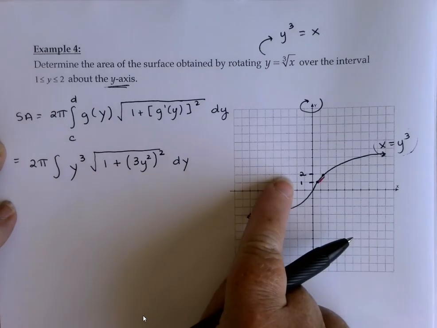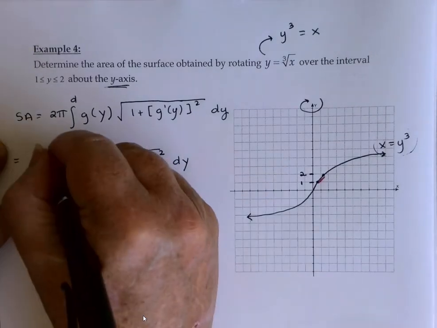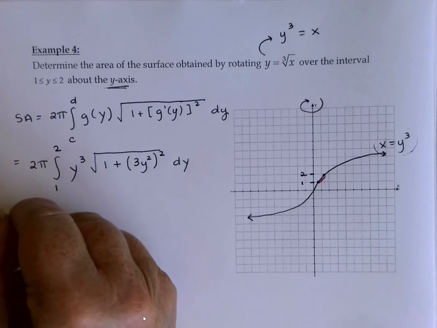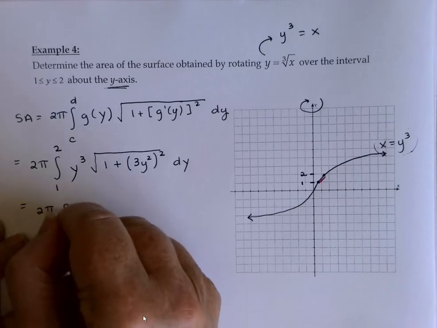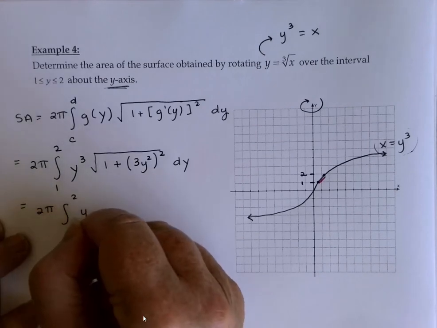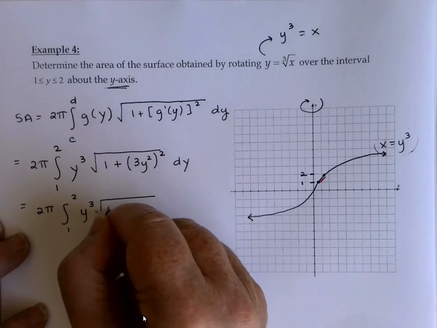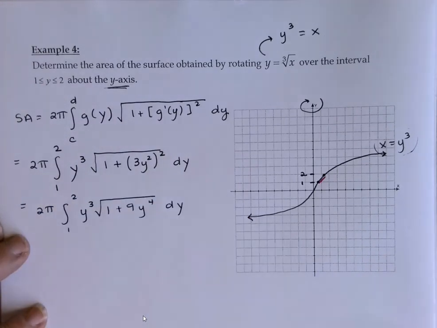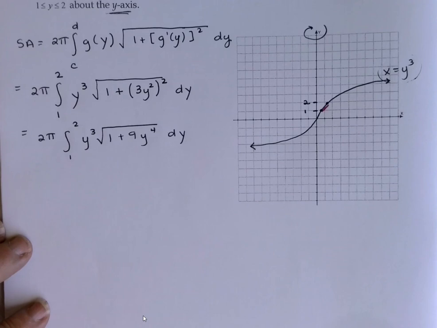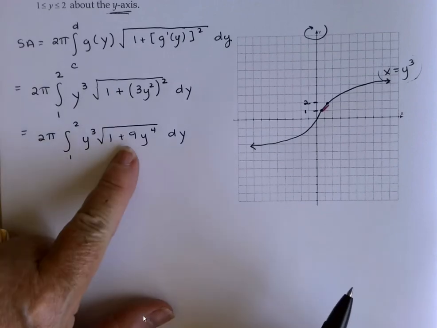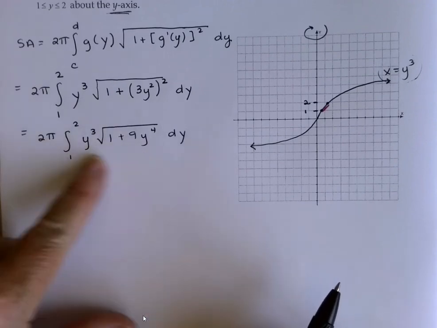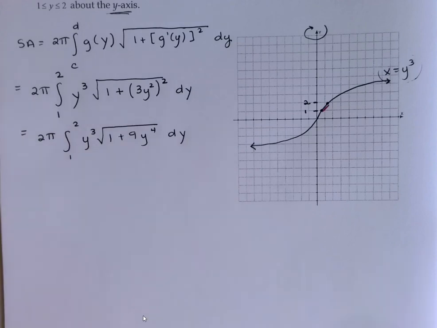This is a y integral, so going from 1 to 2 on the y-axis is just fine. So I've got y cubed, square root of 1 plus 9y to the 4th, dy. All right, that's actually not a bad integral either. If I let u be what's under the radical, the derivative will be a y cubed rather, which I have here. We haven't done a lot of u substitutions lately, so let's go ahead and write this one out.